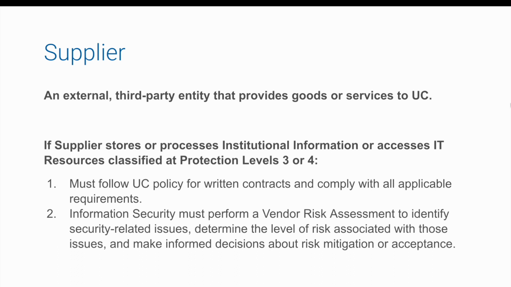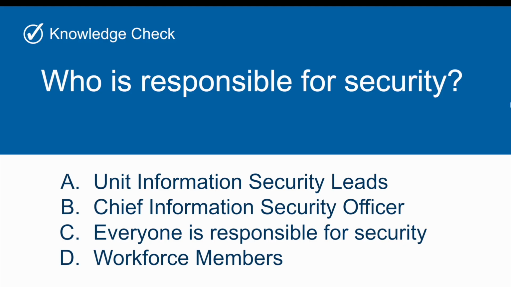If suppliers store or process institutional information or access IT resources classified at protection level 3 or 4, the following are required. Suppliers must follow UC policy for written contracts and comply with all applicable requirements. And information security must perform a vendor risk assessment to identify security-related issues, determine the level of risk associated with those issues, and make informed decisions about risk mitigation or acceptance.